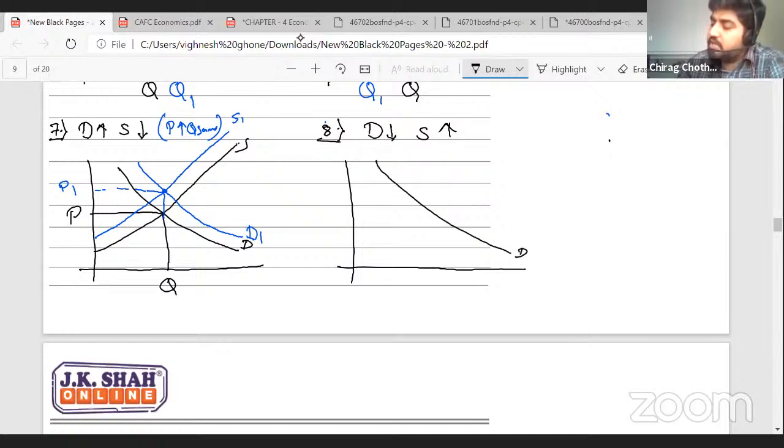This is our original demand curve. This is our original supply curve. This is our equilibrium quantity. This is our equilibrium price. Okay. Now, what is happening to the demand curve and what is happening to the supply curve? Try to analyze what will be the scenario now.